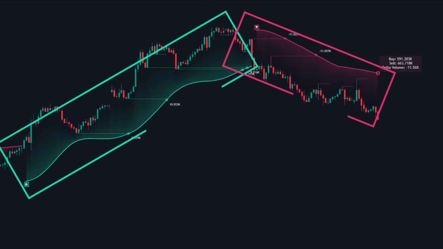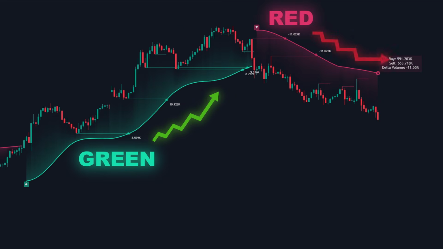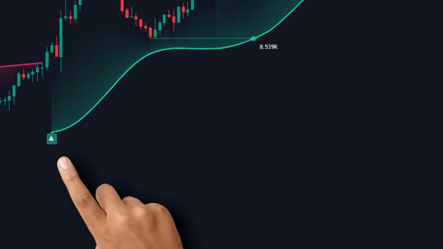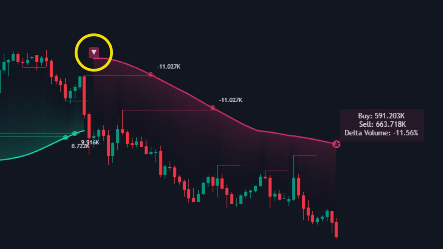The color-changing trend cloud shows you direction at a glance. Green for bullish, red for bearish. Super simple. Those arrows, they're trend transition markers. Green up arrows signal the start of bullish momentum, while red down arrows warn you when the bears are taking control. But here's where it gets really interesting.